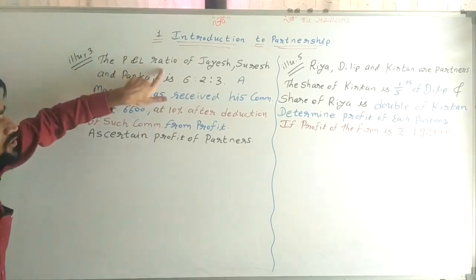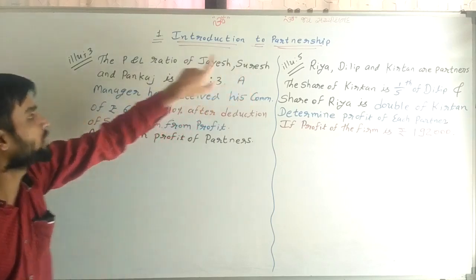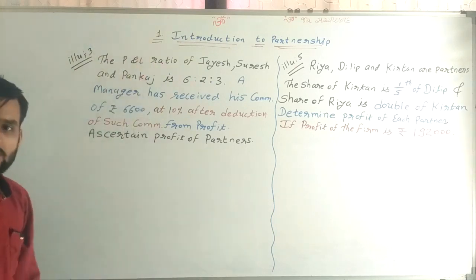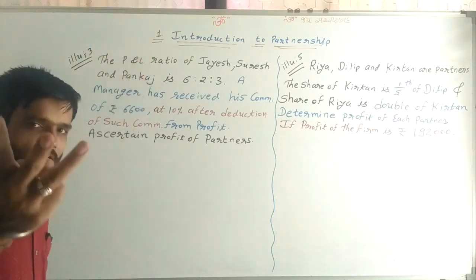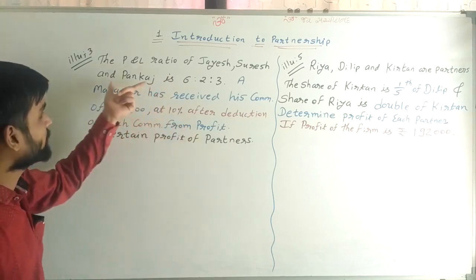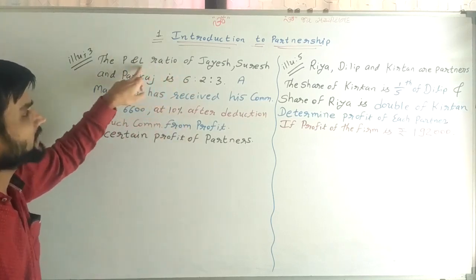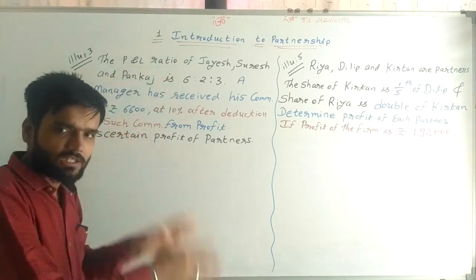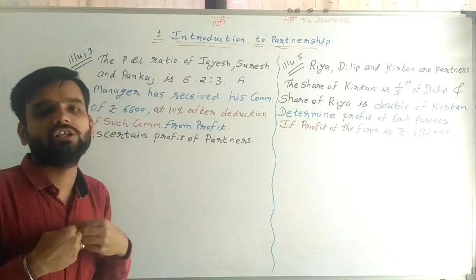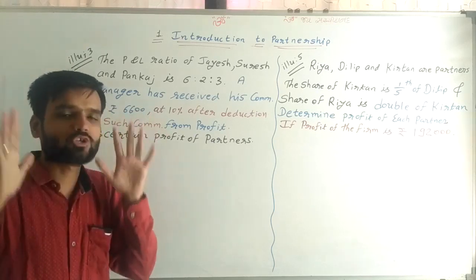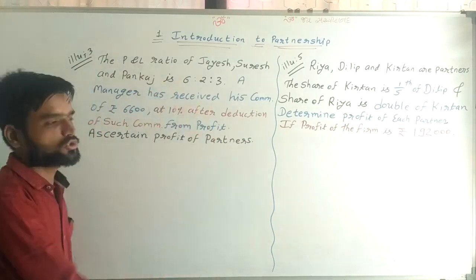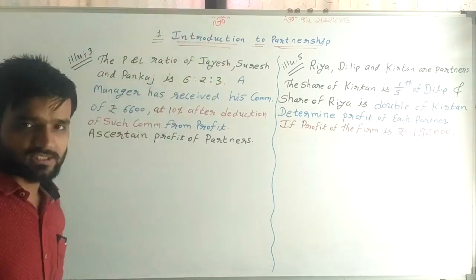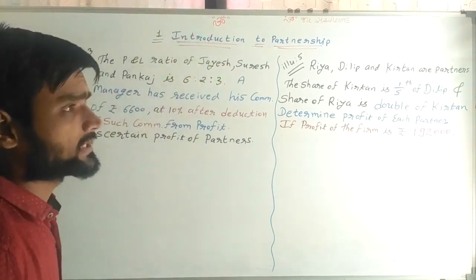The profit and loss ratio of Jayesh, Suresh and Pankaj is 6, 2 and 3. First of all, one thing is clear: there are 3 partners and their P&L ratio is given. Whenever the P&L ratio is given, we don't need to assume equal proportion. After reading this, we can understand the question.